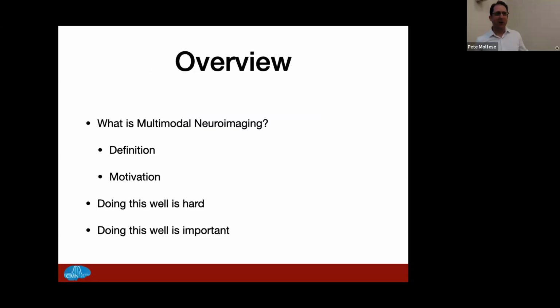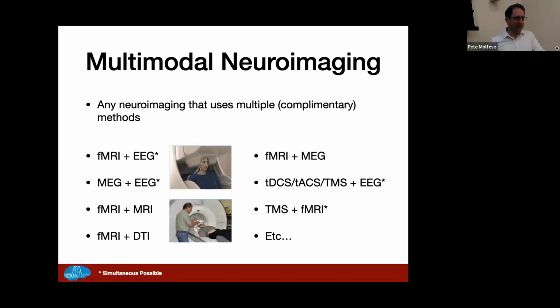As a general overview today, I'm going to talk about what multimodal neuroimaging is, and the motivation. The main themes that I'd like you to walk away with are that doing multimodal neuroimaging is hard, and that doing multimodal neuroimaging is certainly important and well worth it. So we'll break it down like that.